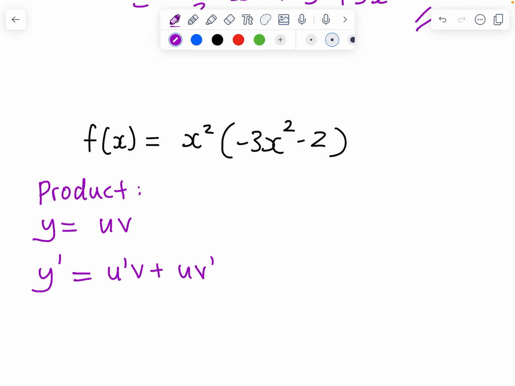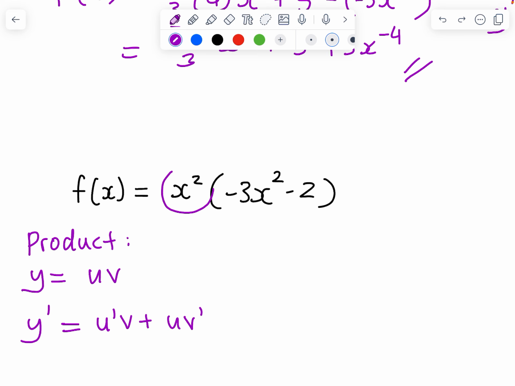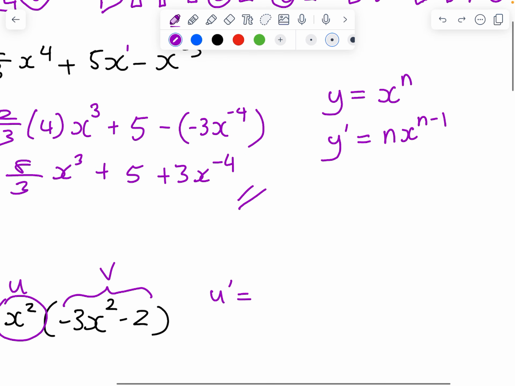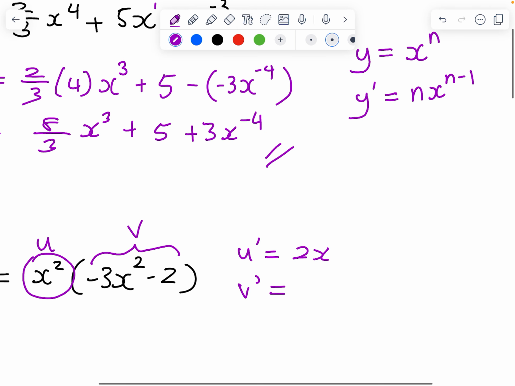At the moment it may look very confusing, but once you practice more and more, it becomes very easy. The first thing we want to do here is identify what u and v are. So let's call this u and this v. Now I want to find the derivative of u. The u is x squared, and we found earlier that it becomes 2x, so the derivative of that is 2x. And the derivative of v is, well, we have negative 3x to the power of 2, so negative 3 times 2x to the power of 1, which is just x.